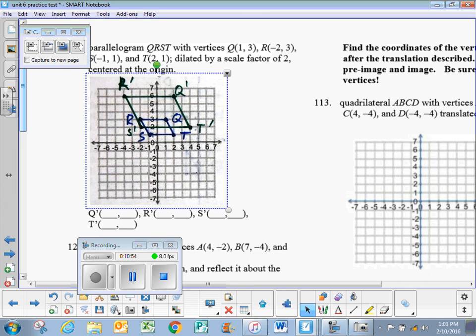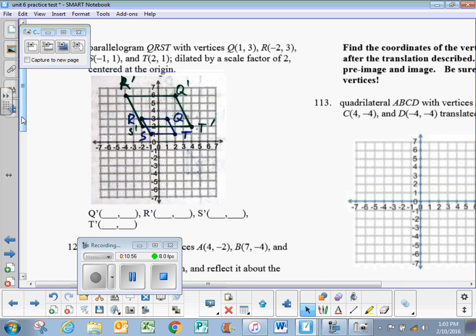Voila. Okay, so this one got bigger or smaller? Bigger, because the scale factor is 2, so I multiply everything by 2. So we get 2, 6, negative 4, 6, negative 2, 2, and 4, 2, when I multiply every coordinate pair by 2. Then I can graph those, and it's really simple.